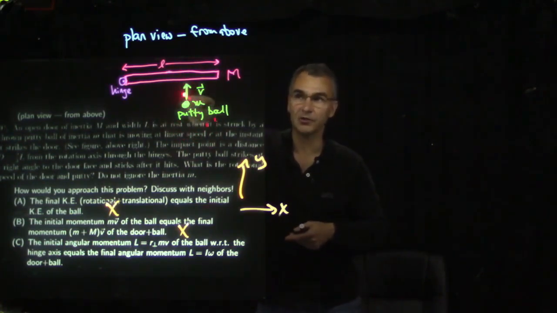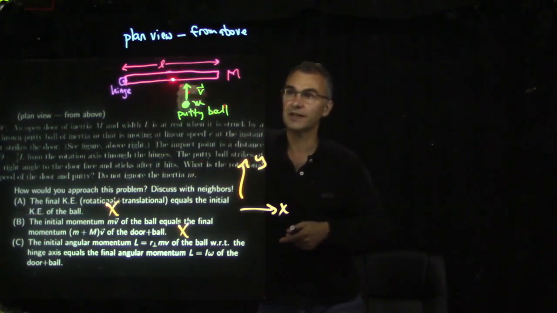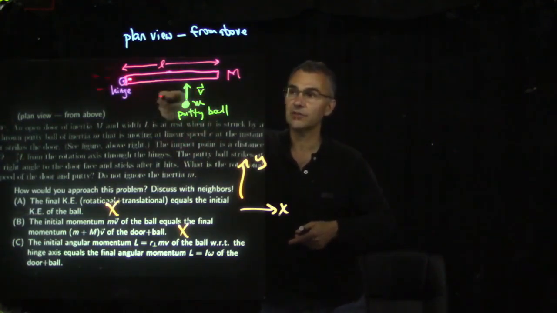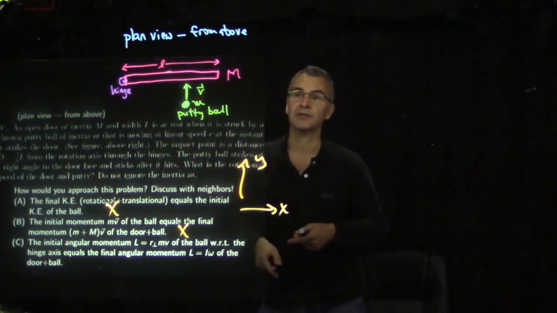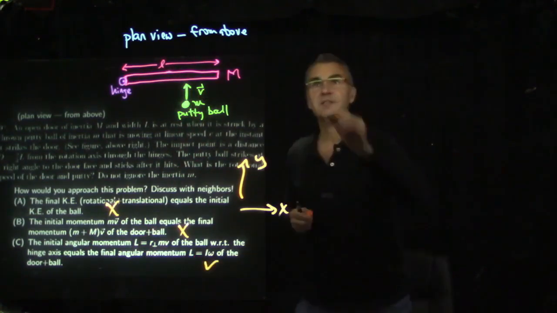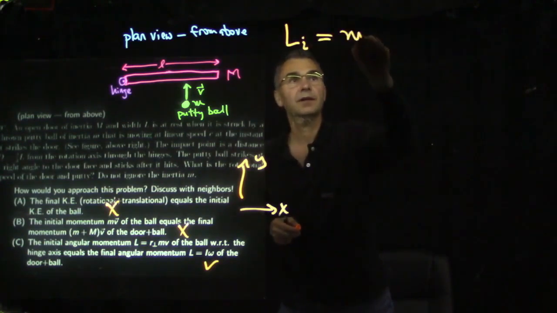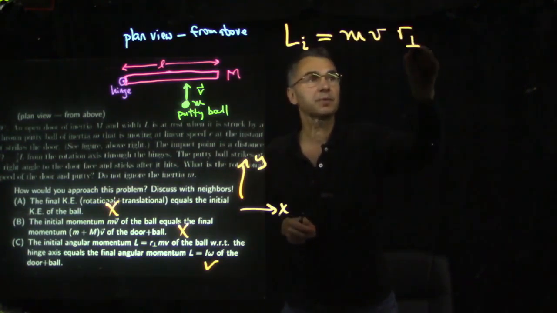Since this momentum vector is in the y direction, we have to measure distance in the x direction. It's important to note that the distance we measure has to be perpendicular to this momentum vector. So the distance we measure is in the x direction because the momentum that we start with is in the y direction. And that's what we mean by r perpendicular.